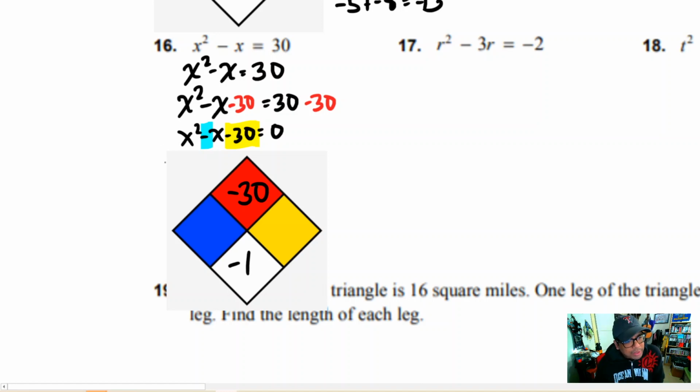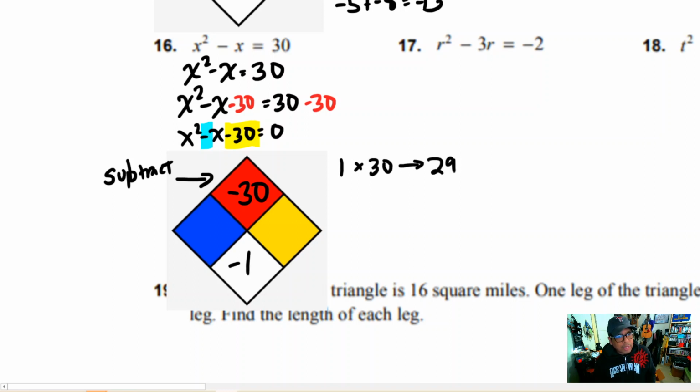What kind of problem is this? Is this an addition or a subtraction problem? Oh, it's a minus 30 up in the red square. So we're going to subtract. Okay. What are the numbers that multiply to make 30? 1 times 30. And if I do a subtraction problem there, I get 29. So that's incorrect. 2 times 15. Okay, and if I do a subtraction there, 15 minus 2 is 13. That's wrong. I'm looking for negative 1.